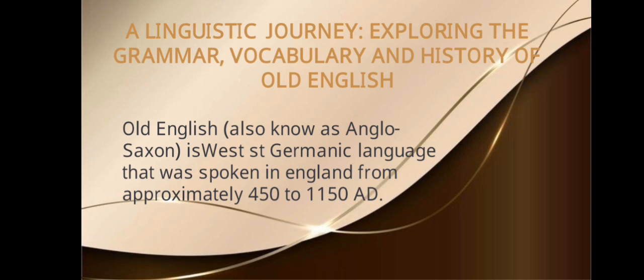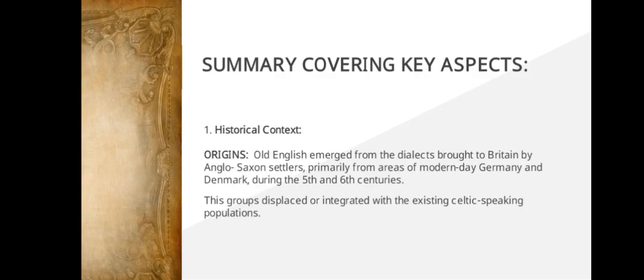So I have here a summary covering key aspects. First is the historical context and origins. Old English emerged from the dialects brought to Britain by Anglo-Saxon settlers, primarily from areas of modern-day Germany and Denmark. So during the 5th and 6th centuries, these groups displaced or integrated with existing Celtic-speaking populations.